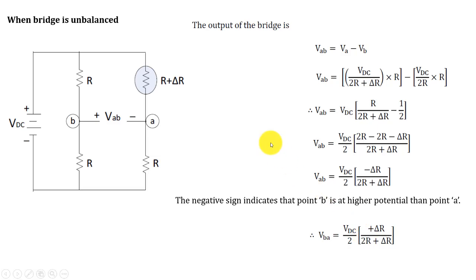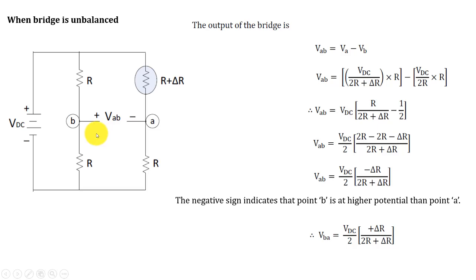Now let's see how the unbalanced condition can be obtained and how we can get the formula for it. If you change the resistance of this arm, we have the change in resistance, that is delta R. So I can take R plus delta R over here, and now I can find the value of VAB, that is VA minus VB. I put the values in with the delta R resistor. If you solve this equation, we get the voltage VAB equal to VDC by 2 times minus delta R upon twice R plus delta R. The negative sign indicates that point B is at a higher potential than point A.